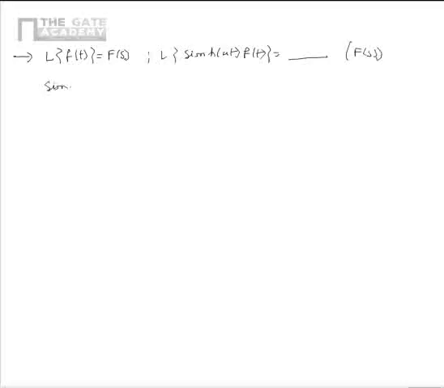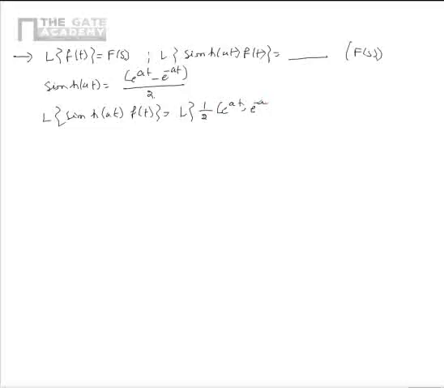We know that sinh(at) is equal to e power at minus e power minus at divided by 2. From this, we can write that the Laplace transform of sinh(at) f of t is equal to the Laplace transform of half into e power at minus e power minus at multiplied by f of t. This can further be simplified as half multiplied by the Laplace transform of e power at f of t minus the Laplace transform of e power minus at f of t.